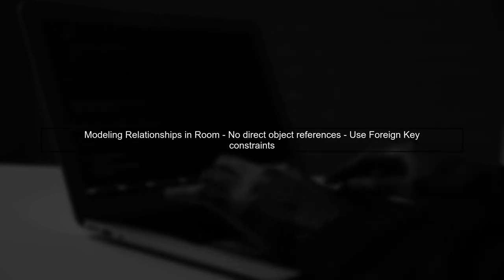So let's continue on. To model relationships in Android Room, we need to understand that Room does not allow direct object references between entities. Instead, we use foreign key constraints to define relationships.